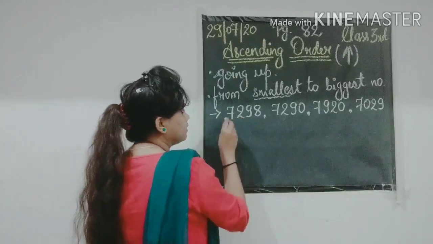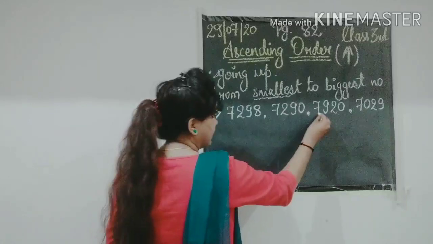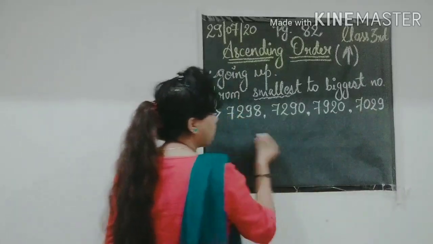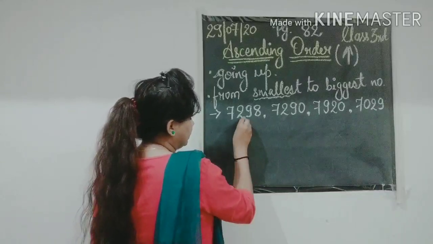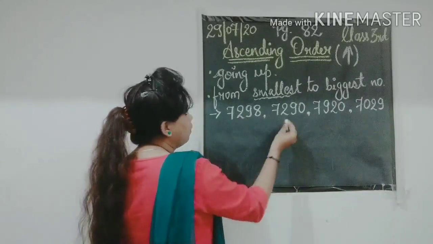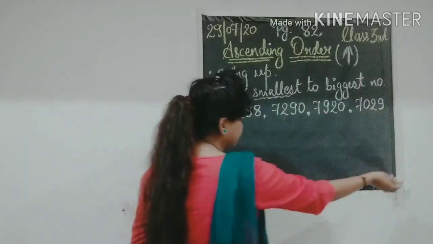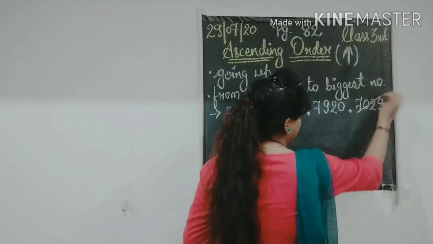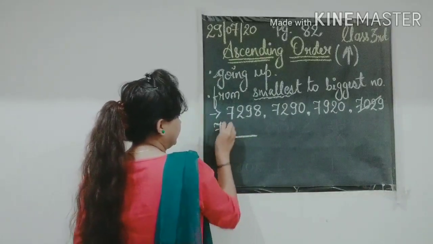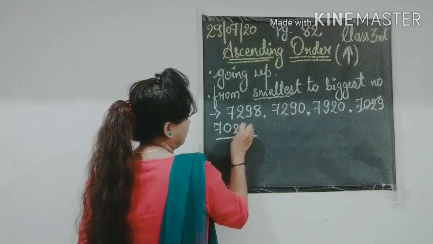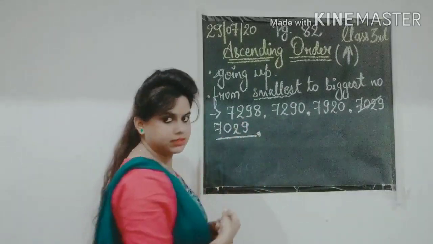So compare these four numbers. First we have to compare the thousands place. So here 7, 7, again 7 and 7. That means all equal to 7. Next we have to compare hundreds place. So here 2, again 2, 9 and 0. That means 0. This number is the smallest number, so write it here. 7,029 is the smallest number out of these numbers.